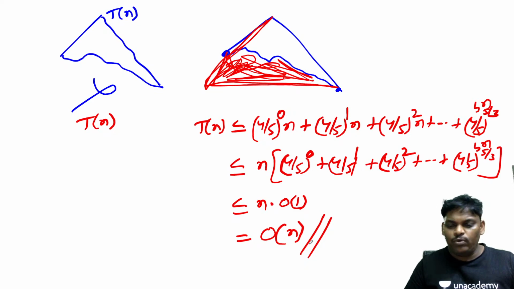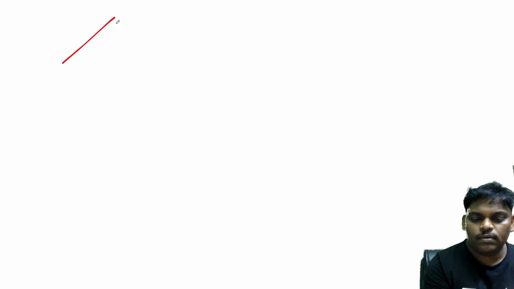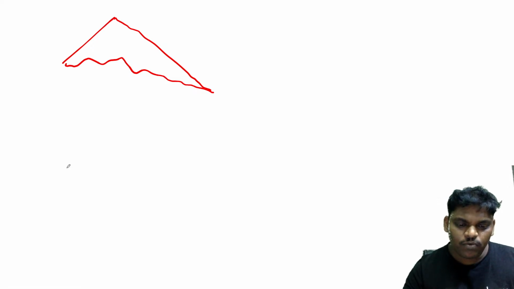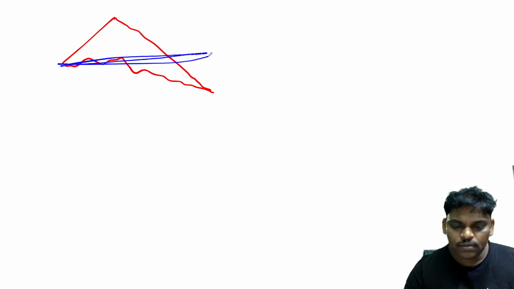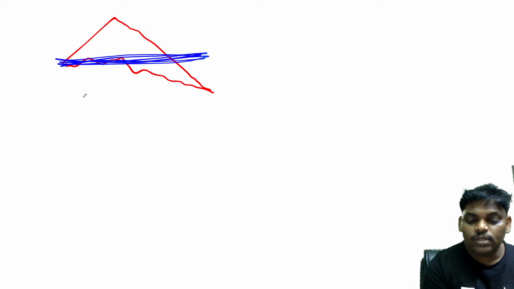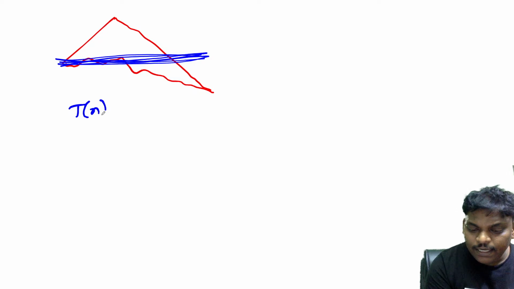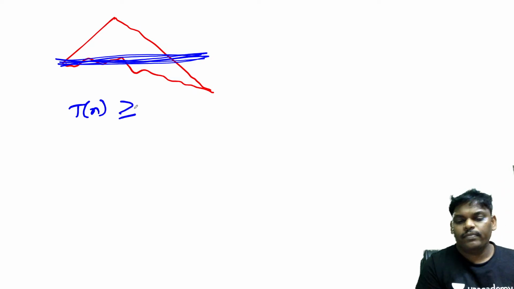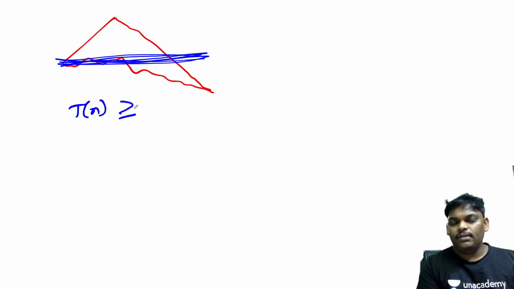Let's see one more. Let's see the lower bound also. This is the actual diagram. In this actual diagram, if you cut something, see this one, if you cut like this, a lower bound will come. So the answer you get will be less than Tn. Less than Tn means Tn is more.